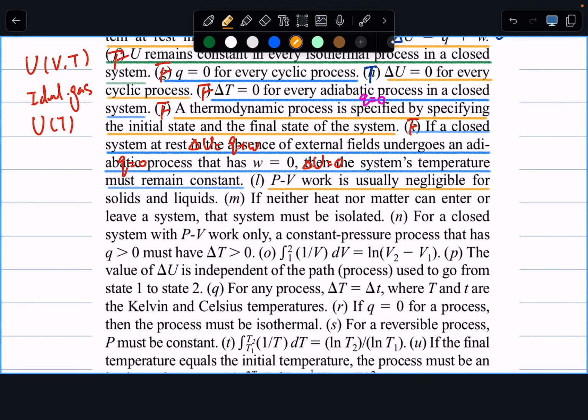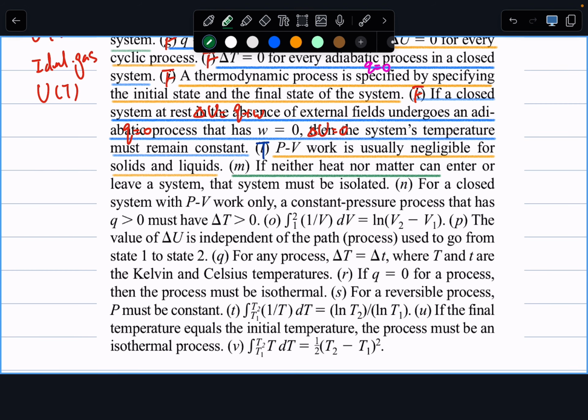PV work is usually negligible for solid and liquid. This one, I don't really like their statement, but this one is a true statement. The way to think about it is PV work is talking about expansion or compression of the system. Gas is pretty easily expanded or compressed by changing the pressure and volume. But say I have a piece of chalk, which is a solid, I can apply pressure on it, but it's really hard to change its volume. So the PV work associated with that pressure and volume change is going to be very small for liquid and solid. But this question is a less interesting one. Next one.